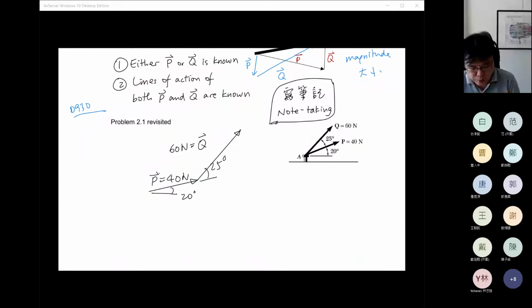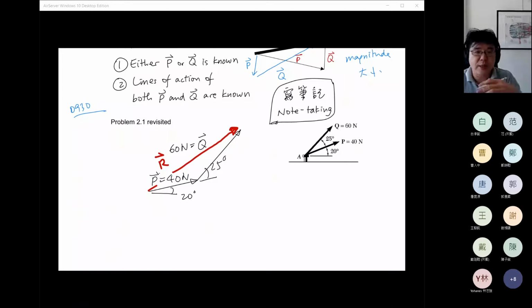What are we calculating in problem 2.1? Can anybody remind me? You can, of course, say it in Chinese. What are we determining in problem 2.1? Anybody? Resultants. Resultants, very good. So we are determining the resultant of these two forces, the resultant R.